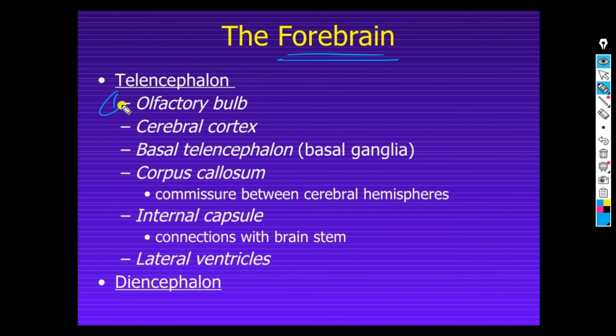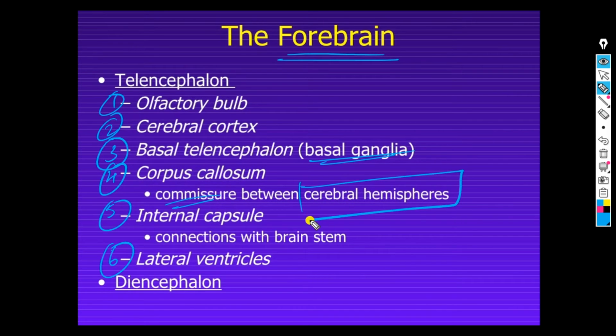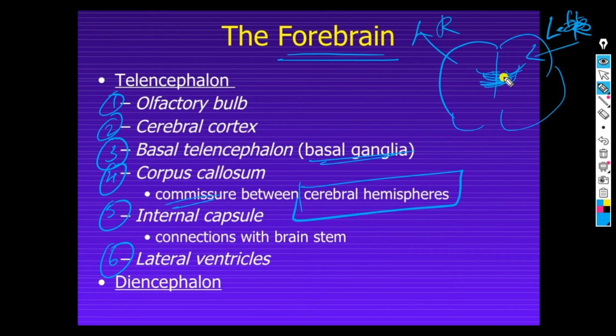The forebrain includes the telencephalon and the diencephalon. The telencephalon has the olfactory bulb, cerebral cortex, basal telencephalon or basal ganglia, corpus callosum, internal capsule and the lateral ventricles. The corpus callosum is the commissure between the cerebral hemispheres. You can see here, it is the commissure between the right and left cerebral hemisphere. The internal capsule is the connection with the brainstem.